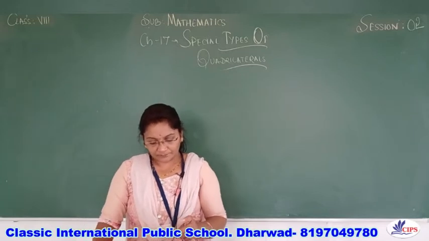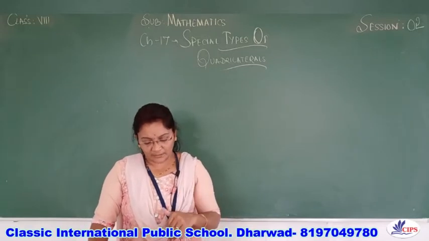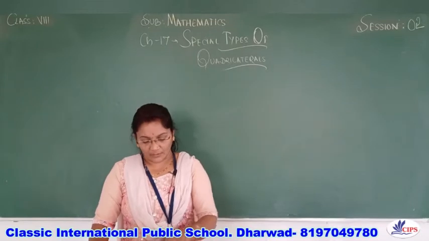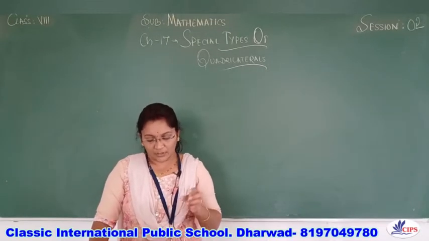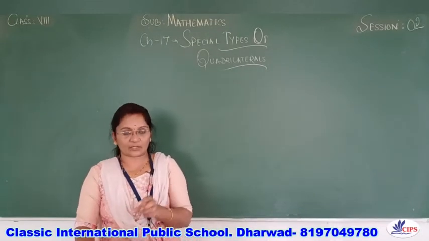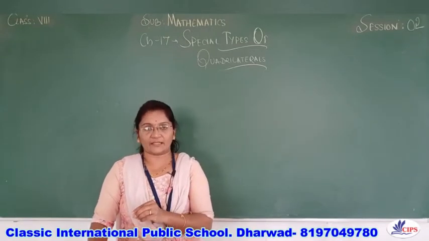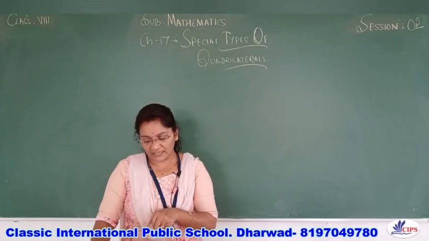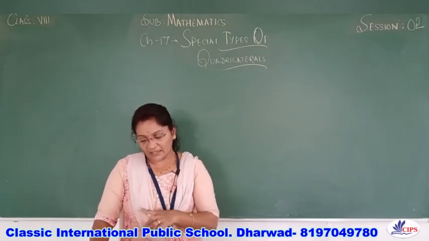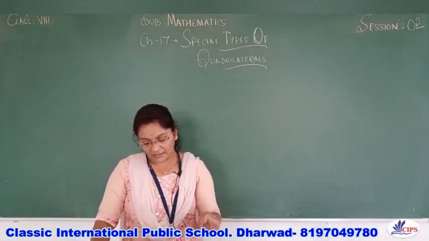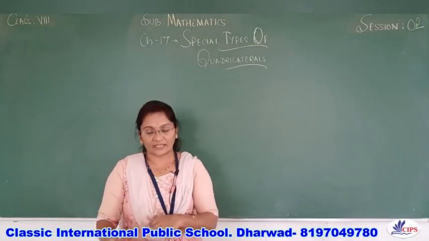Now let us begin with theorem 4, but here they have given 5. So here let us begin with theorem 4. What does this theorem state? It is about rectangle. Diagonals of a rectangle are equal and bisect each other. Which are the diagonals in the diagram there? AC and BD are the two diagonals and they are equal and they bisect each other.